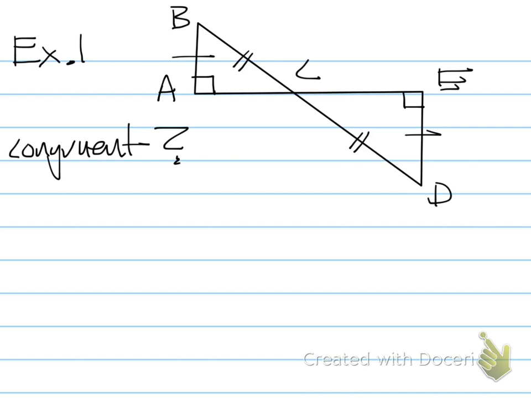So first thing we want to mark here are those two vertical angles in the middle. Actually, we don't even need to mark the vertical angles because the hypotenuse and the leg is marked congruent for both triangles.